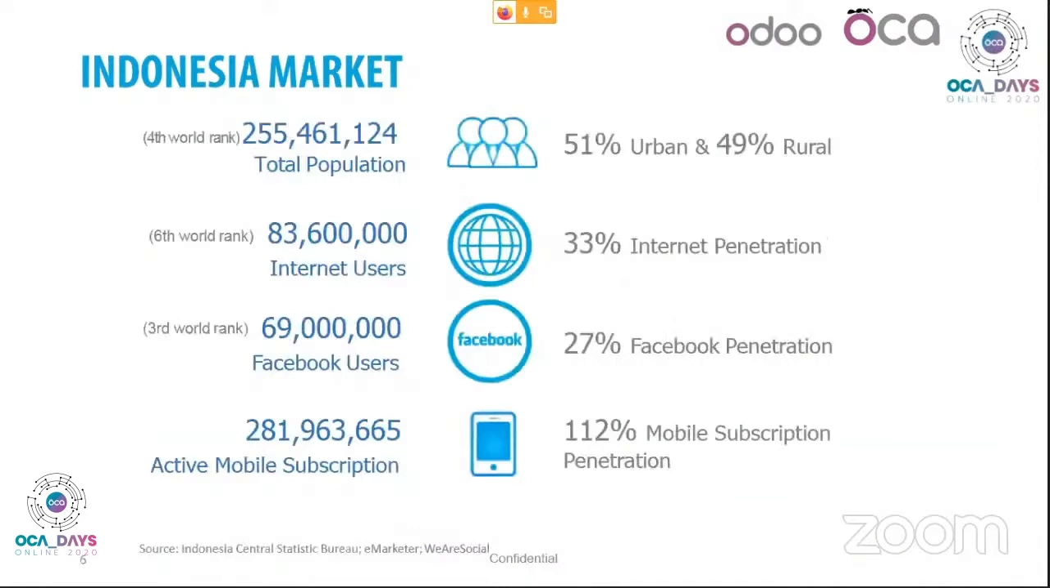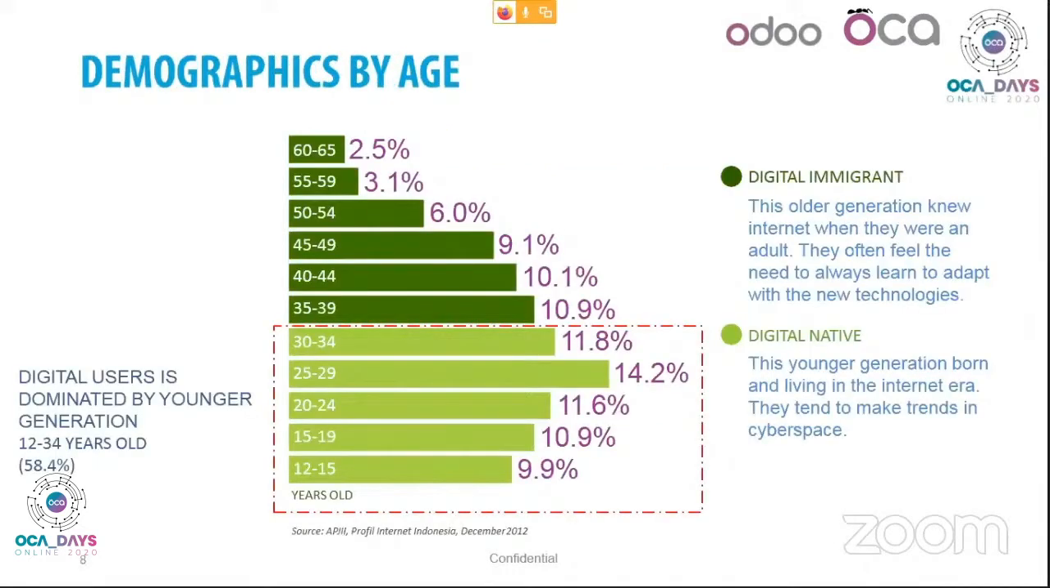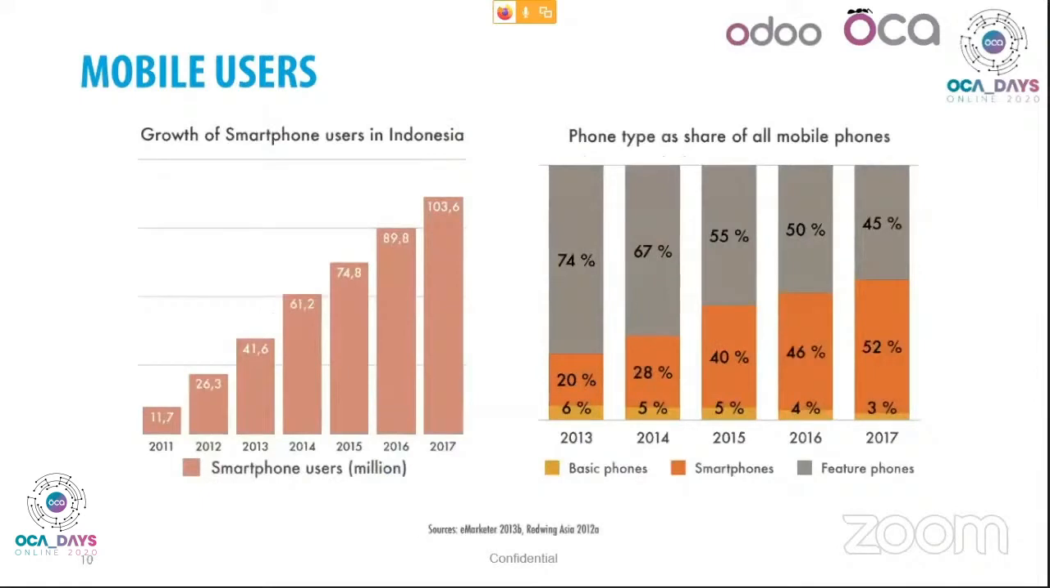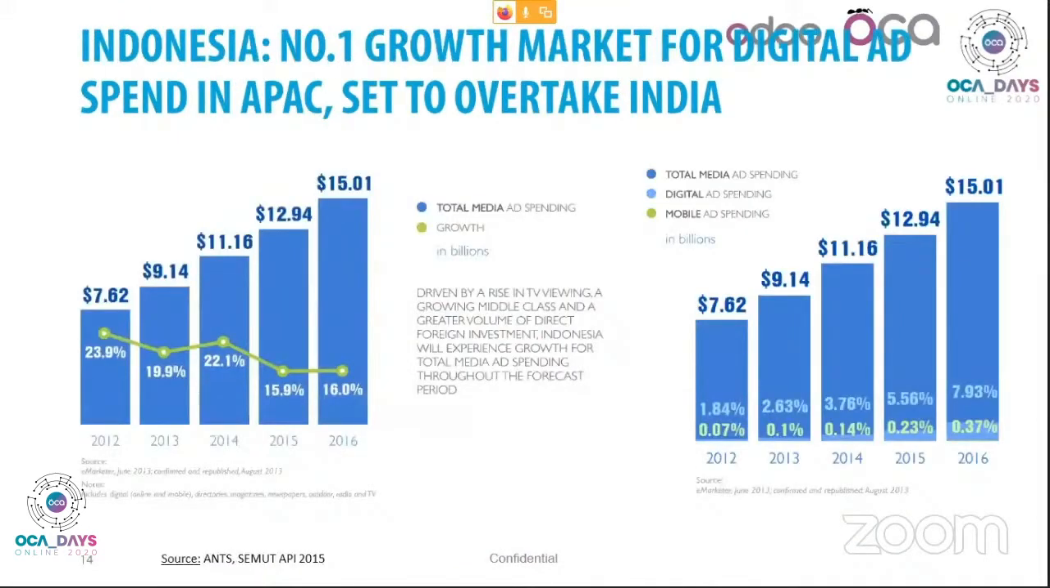This is the market of Indonesia: total population and internet users, number 6, and Facebook users, number 3. This is the demographic age. This is the mobile user, active mobile users, mobile preferences, and mobile penetration. Indonesia is the number one growth market for digital spend in Asia Pacific, and is set to overtake India. This is a big market and growth market for digital.